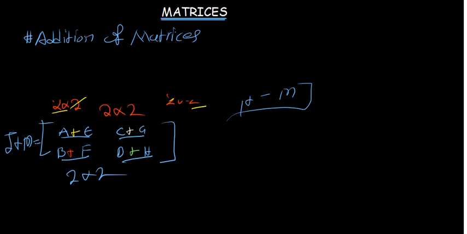Now what about multiplication? Multiplication is also very interesting. It's practical. So under multiplication of a matrix, let's use the same format. Let's say we have I here is equal to what?